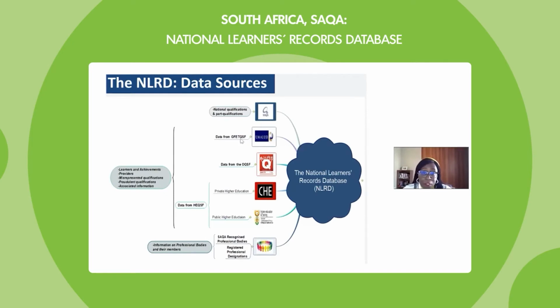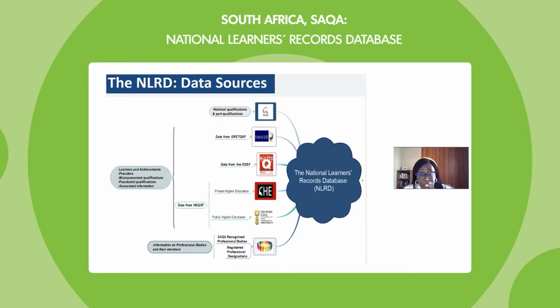Then we have the 3 quality councils that Julie has briefly mentioned. They submit information on learners and achievements, providers, and all other associated information to the NLRD. Then information on professional bodies and their designations and designates are submitted by the professional bodies.